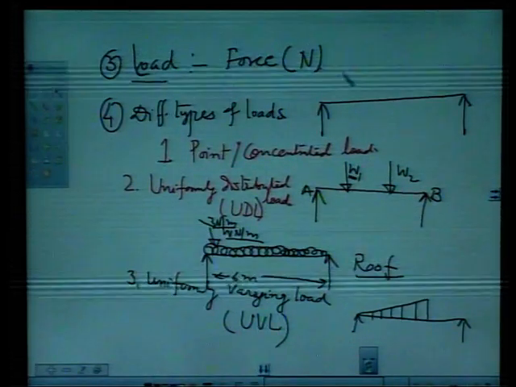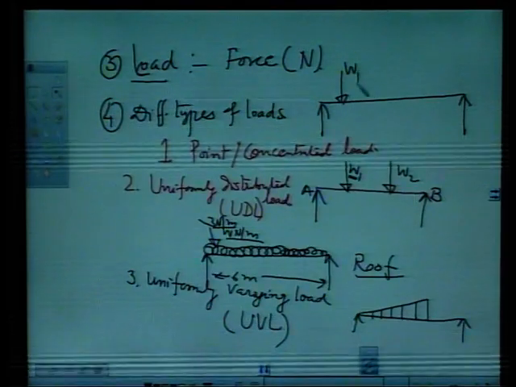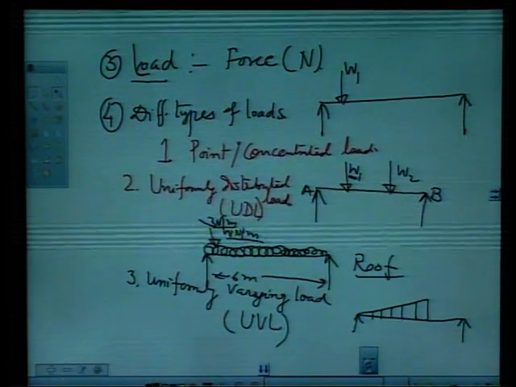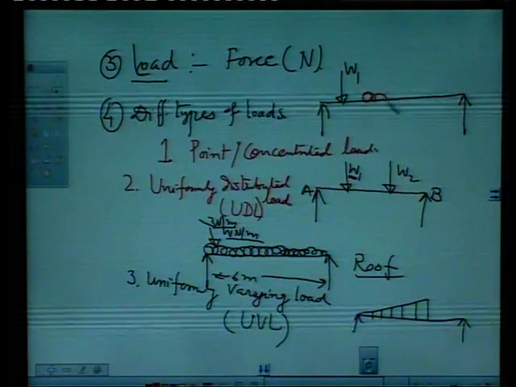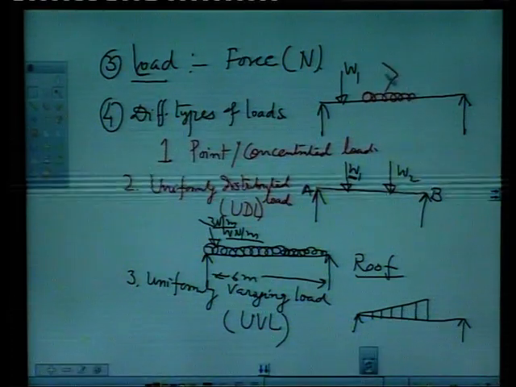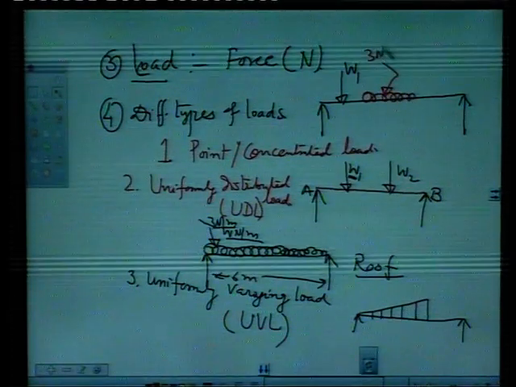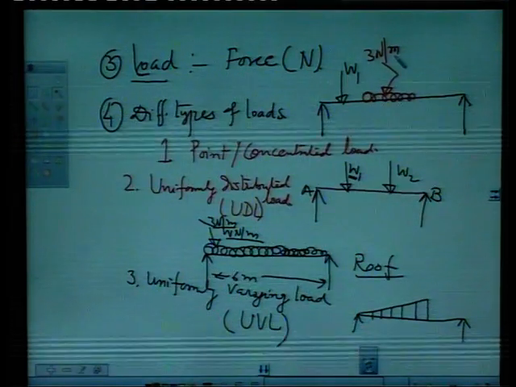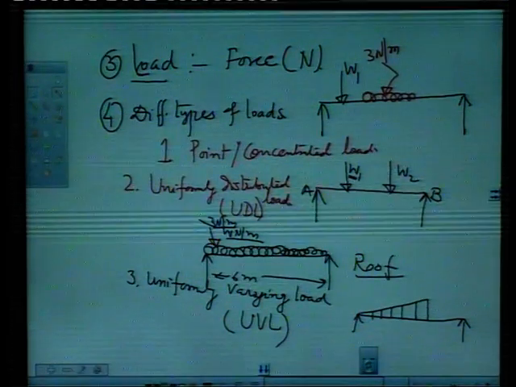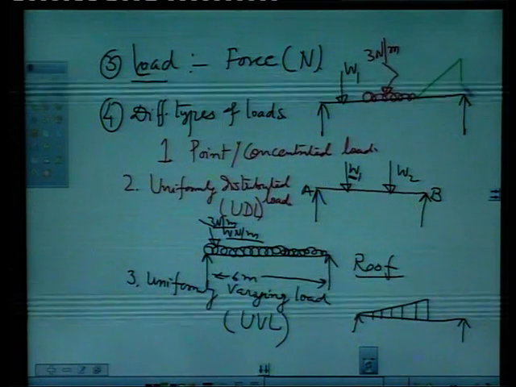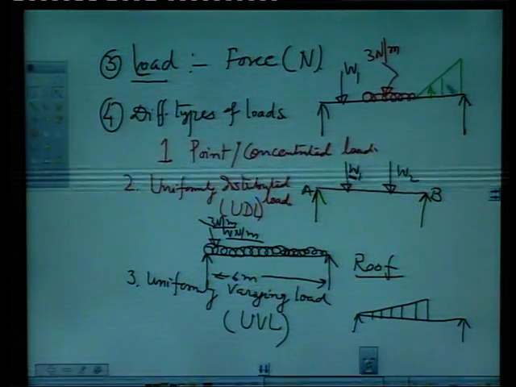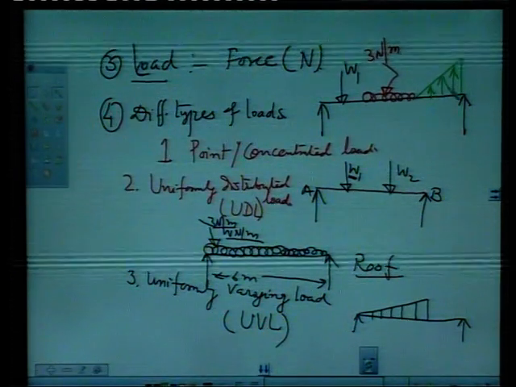For example, say this is one load, a point load. Here may be the UDL, say of 3 Newton per meter intensity. Next, from this point here may be the UVL, uniformly varying load, like this.